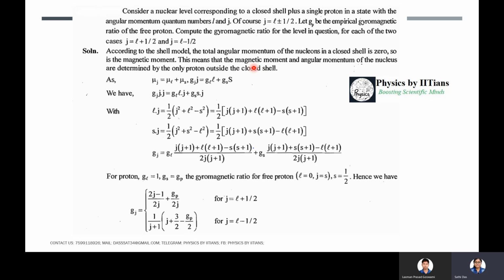That will give you the magnetic moment, the angular momentum of the nucleus. So first of all, mu J, that is the total moment, is the sum of mu L plus mu S, that is due to the orbital moment plus due to the spin moment, and Gj into J can be written as Gl into L plus Gs into S.